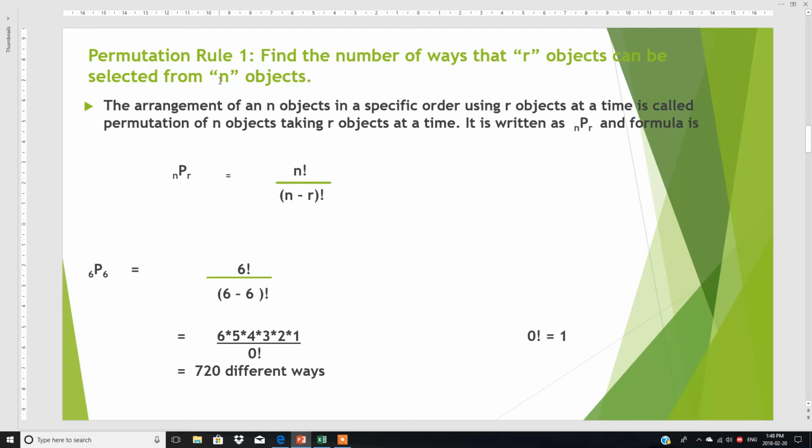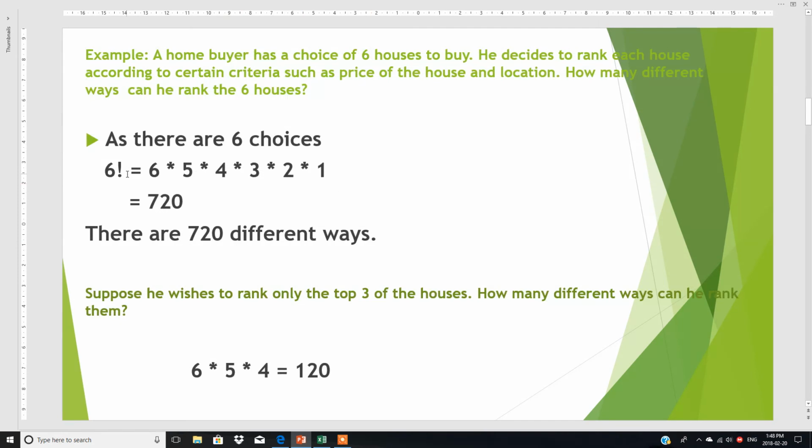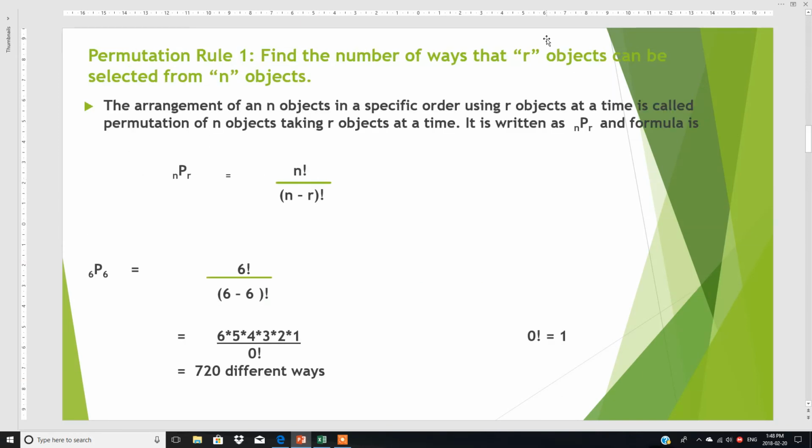So we have 6 houses total. In the first example we are considering all 6, but in the B part we are considering only 3. So we will solve these two with the help of the formula. The formula is nPr. n is the total number of objects, the total number of houses. r is how many you want out of the total n.